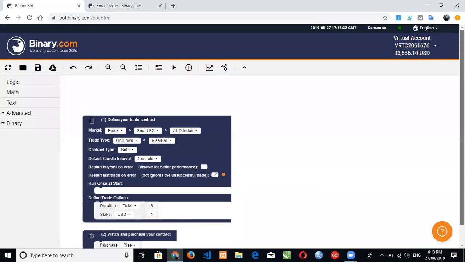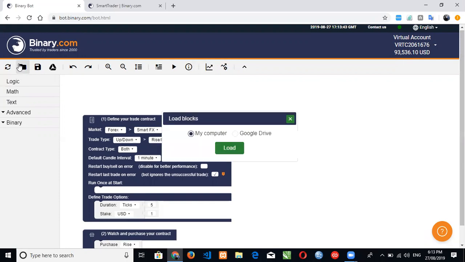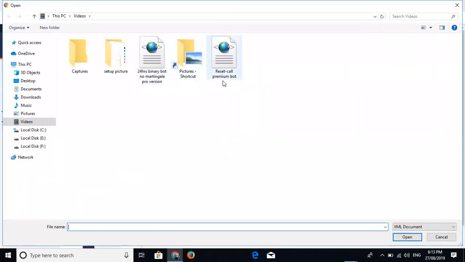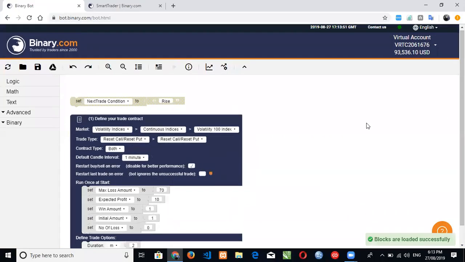Today I'll give you guys an educational insight about this Set Call and Set bot, which I explained in my previous video. So first, let me upload the bot. Here it is, it's the Set Call premium bot. Actually, this bot works perfectly on an uptrend market.